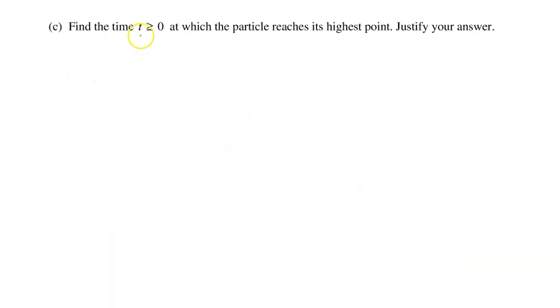Part C. Find the time t greater than or equal to 0 at which the particle reaches its highest point. Justify your answer. When we talk about the highest point, we are talking about the absolute maximum of the position. When we look for the absolute max, normally we use a candidates test. However, we can't do a candidates test this time because we don't have a closed interval. In order to do a candidates test, we need endpoints like 0 and 5, which we don't have.